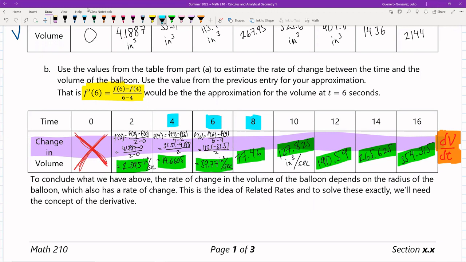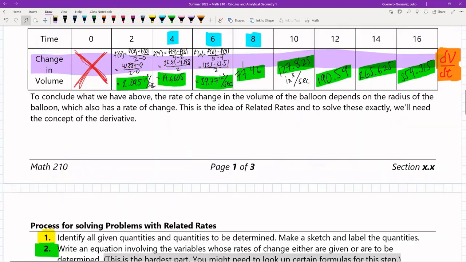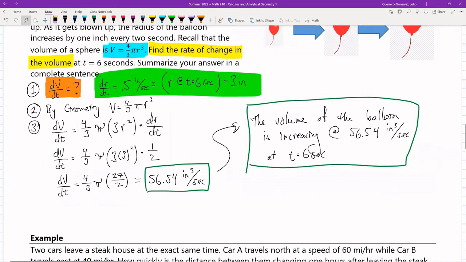Just keep in mind that what we did here in the table was an approximation. We were using slopes from the closest, nicest second. When we did it by calculus here, we actually got the exact number. We got the exact value using calculus.